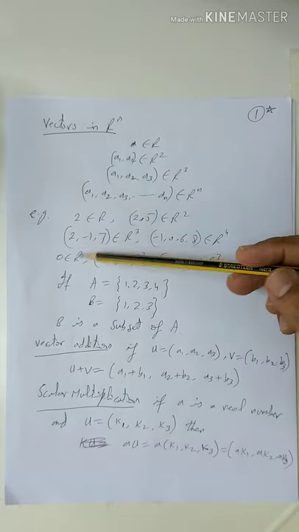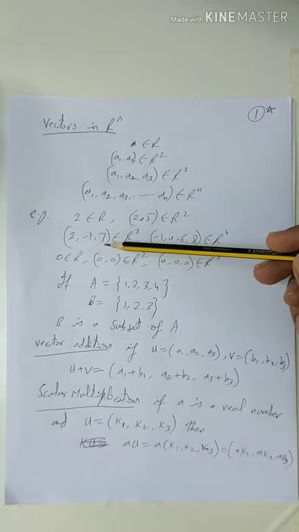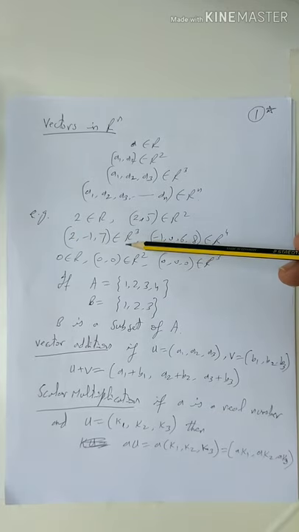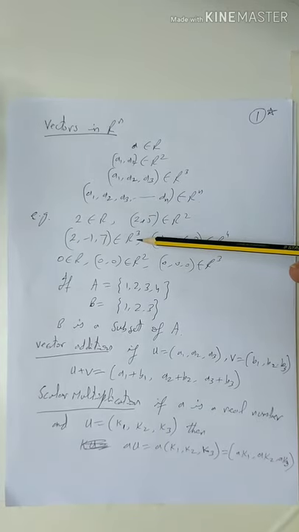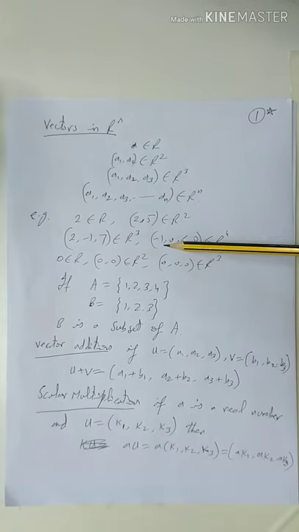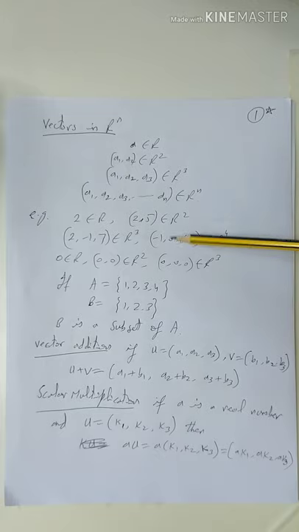Similarly, if I write 3 real numbers, like (2, -1, 7), now there are 3 numbers, so that belongs to R to the power 3. Similarly, if I write any 4 real numbers, like (-1, 0, 6, 8), you can write 1/2, 6/8, 9/7, any numbers. Now you can see here 1, 2, 3, 4 numbers, so that belongs to R to the power 4.